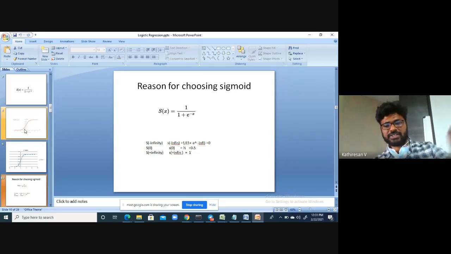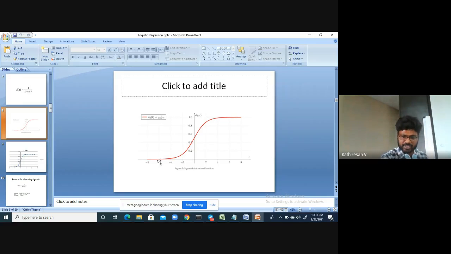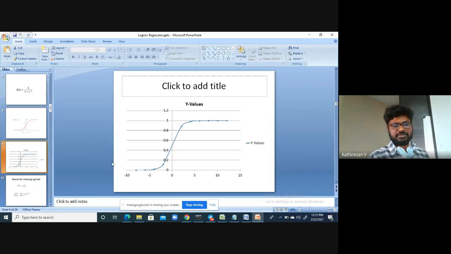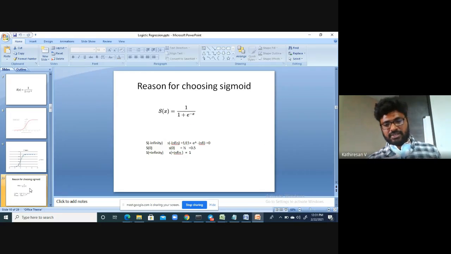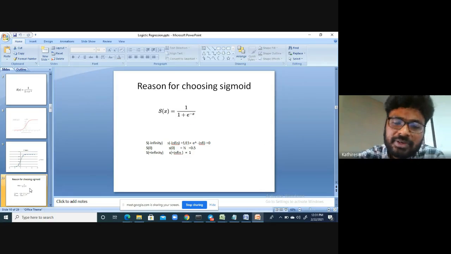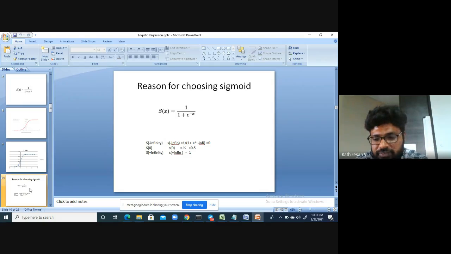Now you can understand. See, starting from here it is crossing 0.5 and it is going. So this is the curve for logistic regression. If you apply minus infinity, you will get 0. If you apply 0, you will get 0.5: e power 0 is 1, 1 plus 1 is 2, 1 by 2 is 0.5. If instead of x you put plus infinity, you will get 1. So that way it is working.